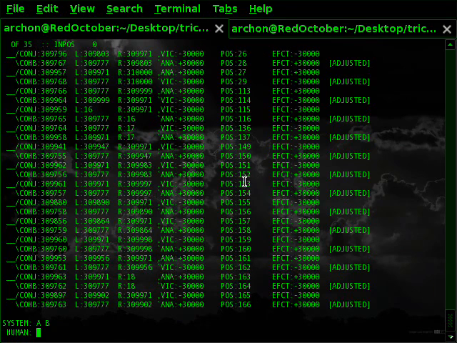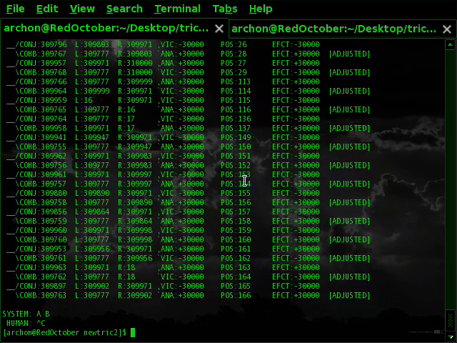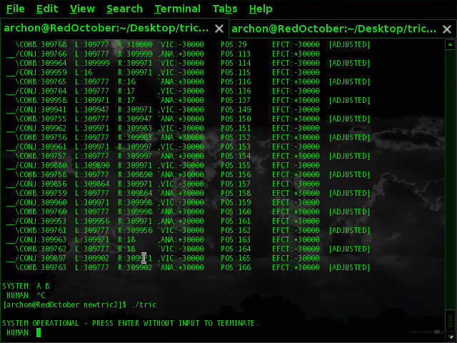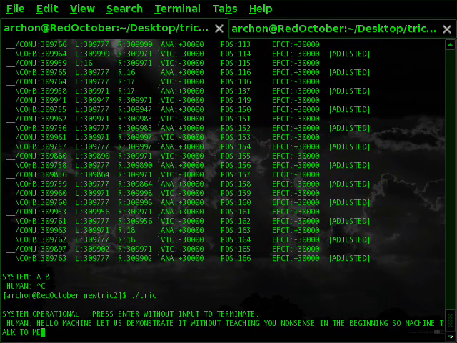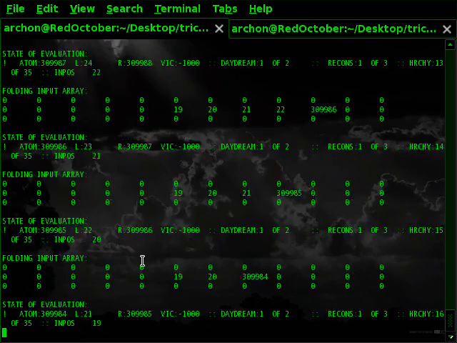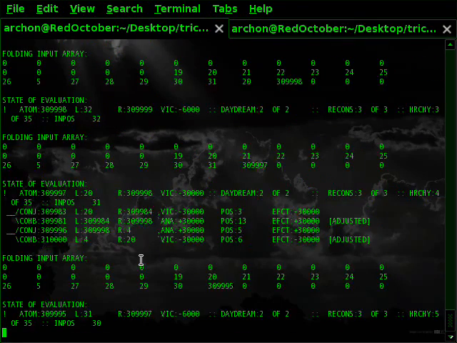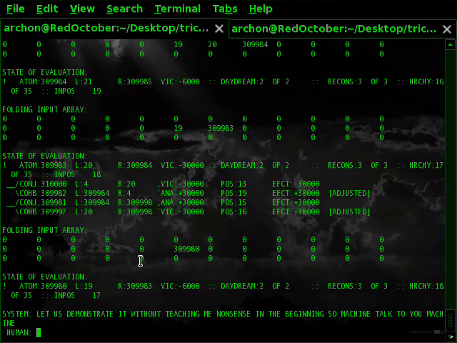Okay, you know what? We will now leave early. We will not let it learn that. Pressing Ctrl C leaves early, and now we will just talk with normal words. Hello machine, let us demonstrate it without teaching you nonsense in the beginning. So machine, talk to me machine. Okay, let's see what happens now. Okay, so just repeated me because it knows no better.